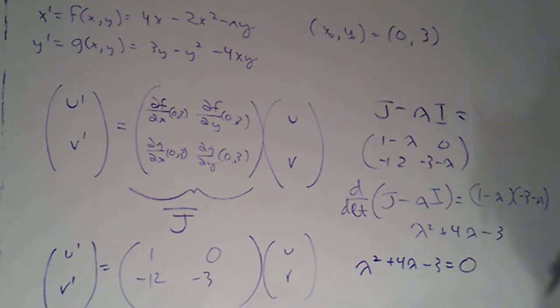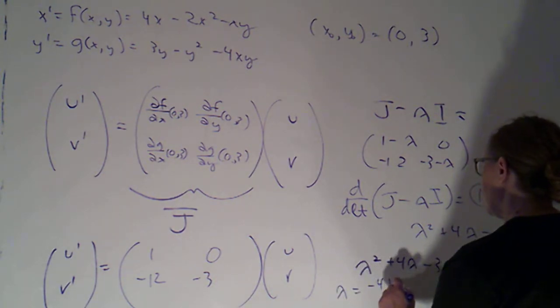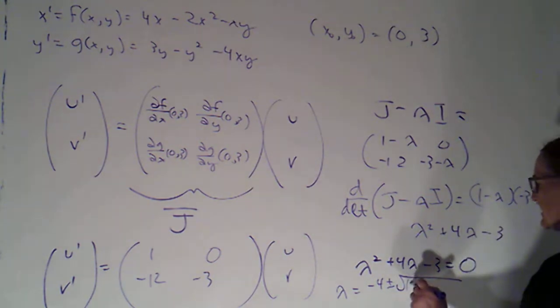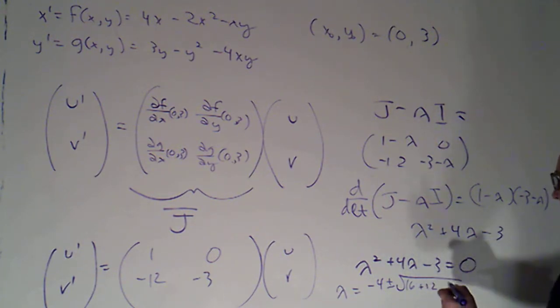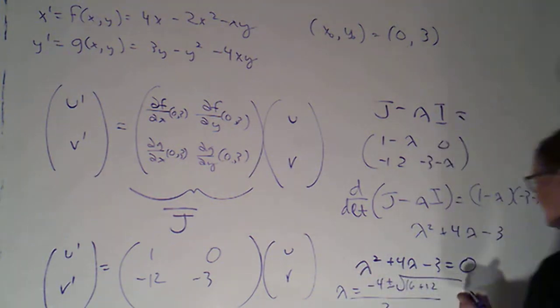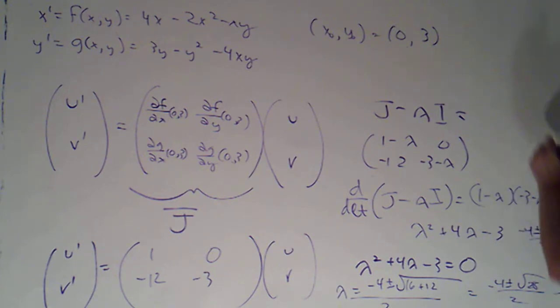Okay. Looks like that does not factor, so we'll solve for it. Lambda is going to be the opposite of 4 plus or minus the square root of 16 minus 4 times 1 times negative 3, which is plus 12, all over 2. So I get negative 4 plus or minus the square root of 28 over 2. Notice that's going to be negative 4 plus or minus 2 root 7 over 2. And if I factor out a 2 and cancel, I'm going to get negative 2 plus or minus root 7.